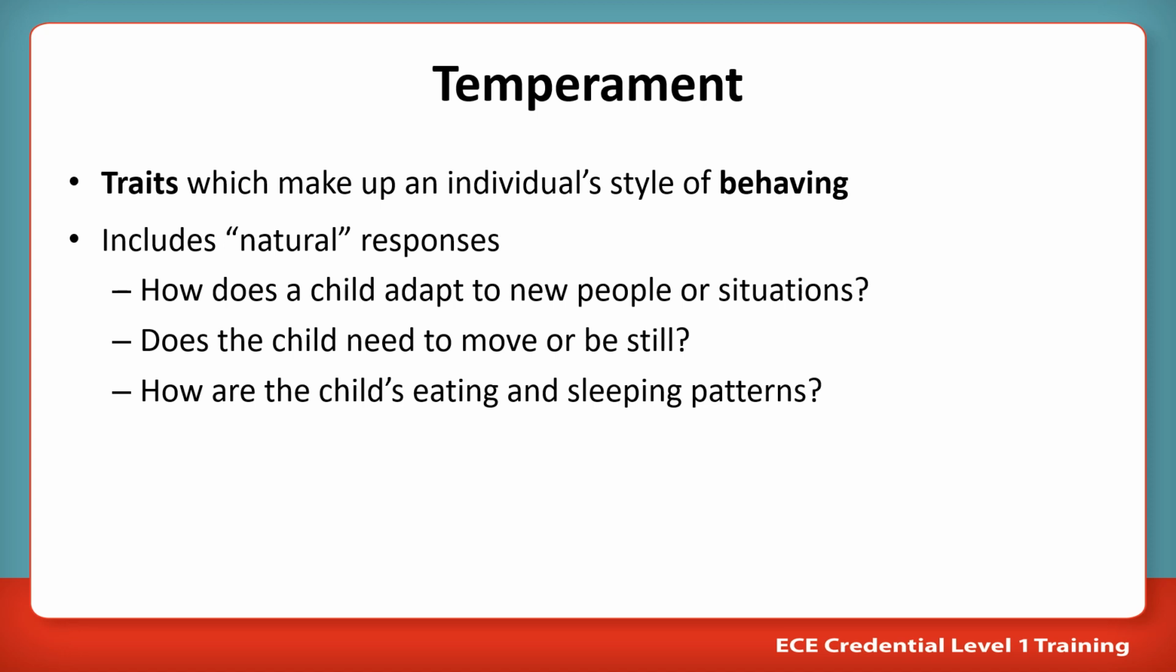Traits include our natural responses or our innate responses. How does a child adapt to new people or situations? Does the child need to be a mover, or are they okay sitting still? And then how are the child's eating and sleeping patterns? So these things all make up their traits or their temperament. And even as high school students or as an adult, we still have these traits that make up our temperament.